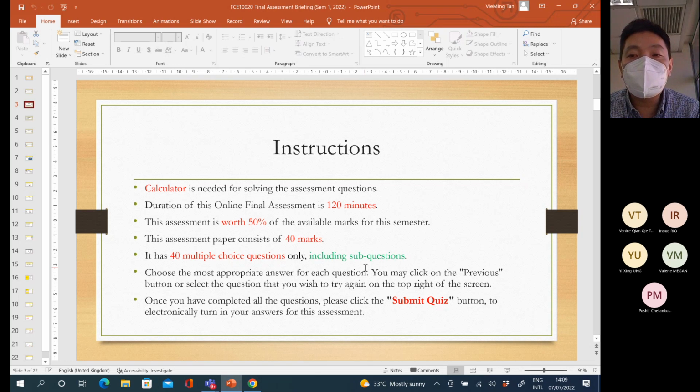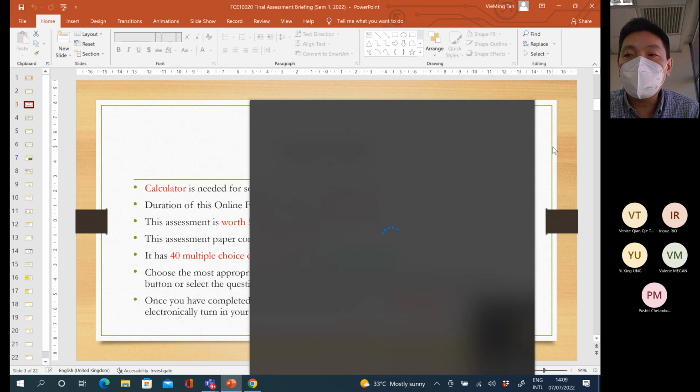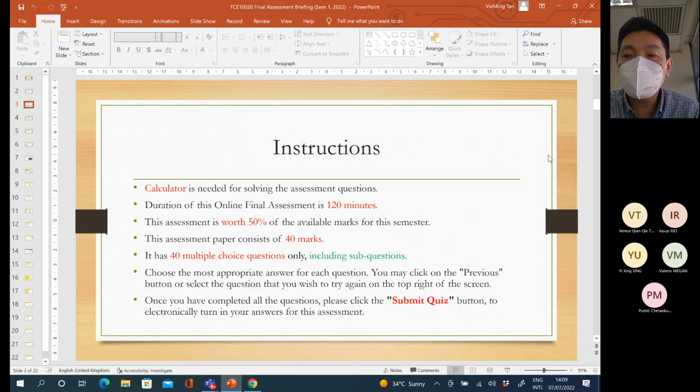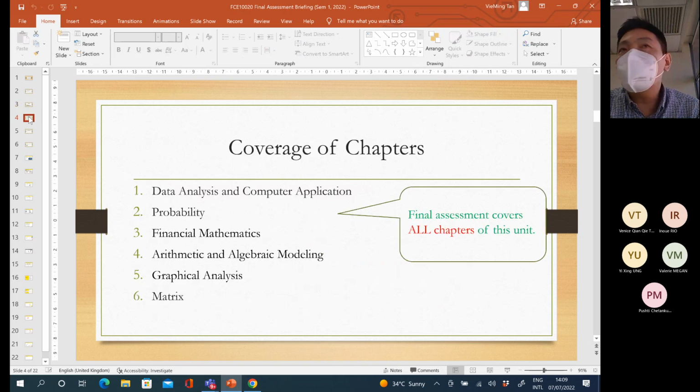So when you attempt the assessment, after you attempt all the questions, remember to submit the online assessment by pressing the submit quiz button. Remember to do so. Okay, then what are the topics that will be covered? All of the topics that we have learned throughout the whole semester will be covered for this online assessment.